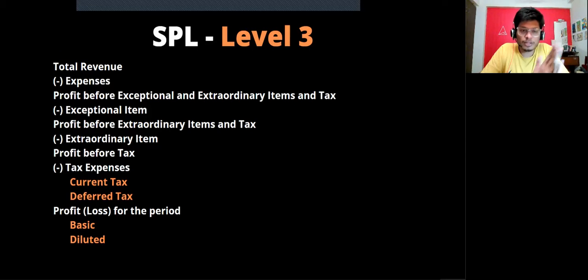So I don't want to get into deferred tax right now because deferred tax, as I mentioned in the balance sheet also, is a separate item that I want to cover in a separate, entire video. Got it? So current tax and deferred tax.